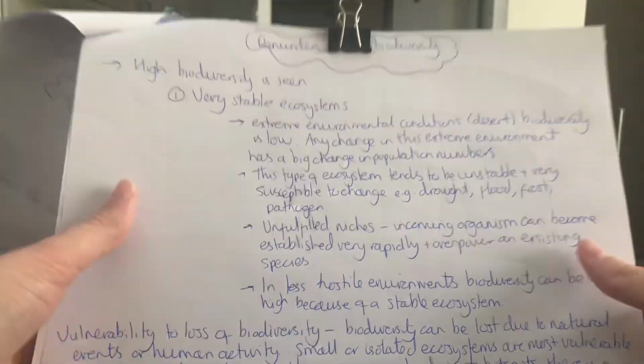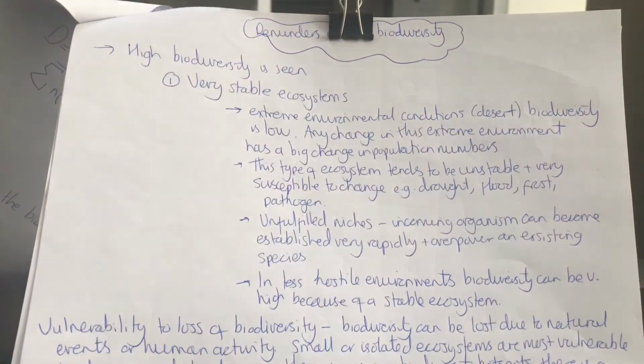So a few reminders about biodiversity and what we're talking about and what might affect it. In the last lesson, you saw that high biodiversity is seen in ecosystems that meet different kinds of criteria. The first of which is when the ecosystem is very stable. All right, so extreme environmental conditions, think like a desert, but that's not the only example. It could be somewhere Arctic, for example.